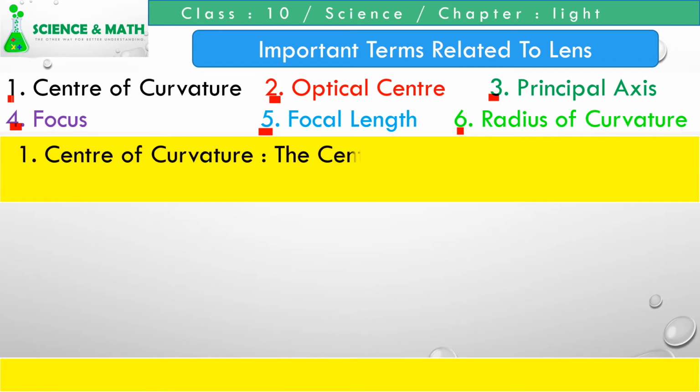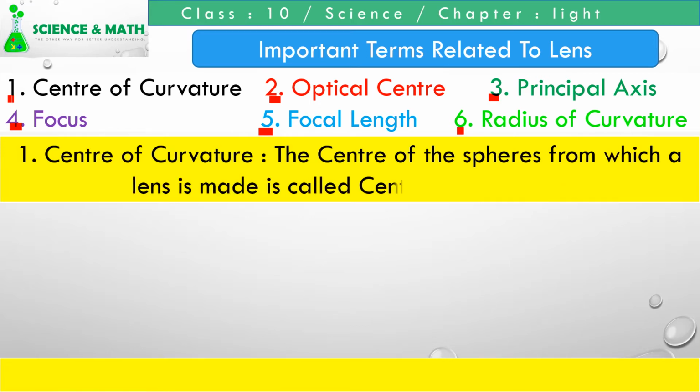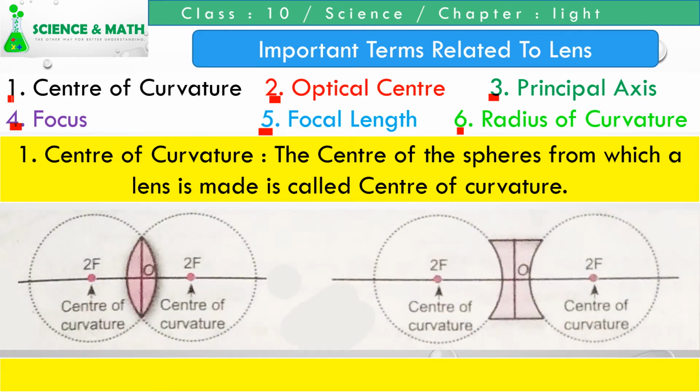Number 1. Center of curvature. The center of the spheres from which a lens is made is called center of curvature. In the figure, the dotted lines represent the sphere and 2F here is the center of the sphere, which is called the center of curvature of the lens, both in the convex and concave lens. Center of curvature is represented by C or 2F.